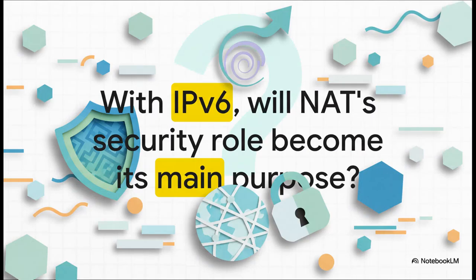And that brings us to a really interesting final thought. The internet is slowly but surely moving to a new system, IPv6, which has a nearly infinite number of addresses. So that makes NAT's address-saving job, well, kind of obsolete. But what about its role as a security guard? Will that accidental feature actually become its most important job in the future of the internet? It's a fascinating question, and one we'll see answered in the years ahead.